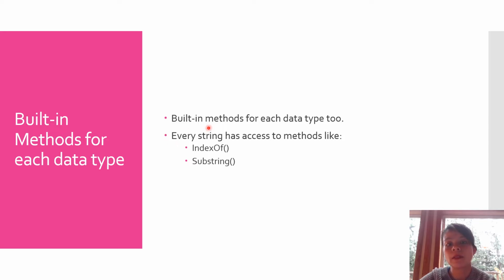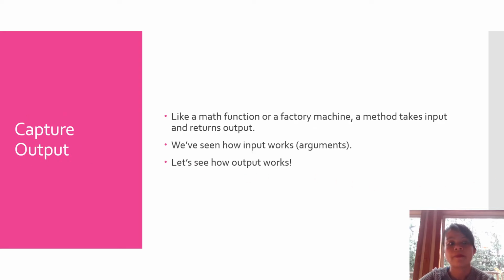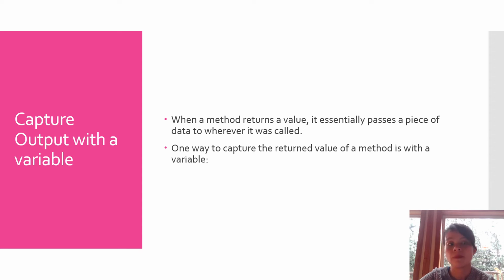There are built-in methods for each data type too. Every string has access to methods like IndexOf. Okay, that's a built-in method. There's also Substring. That's another built-in method. Like a math function or a factory machine, a method takes an input and returns output. We've seen how input works, in the form of arguments. Those arguments are inputs. Now let's take a look at how outputs work.